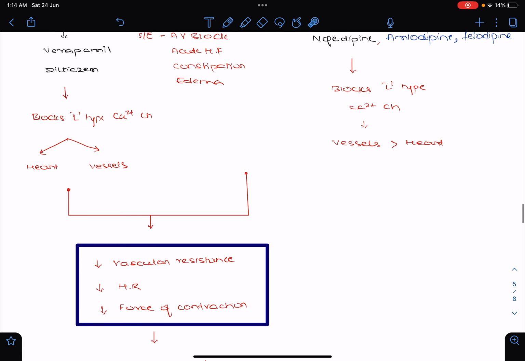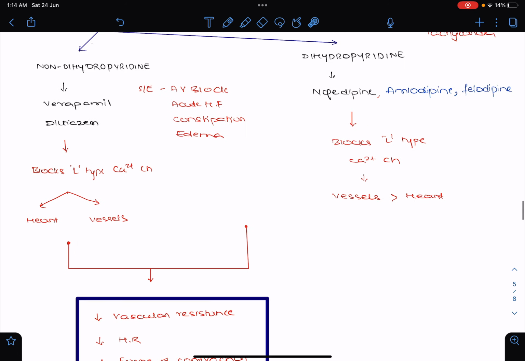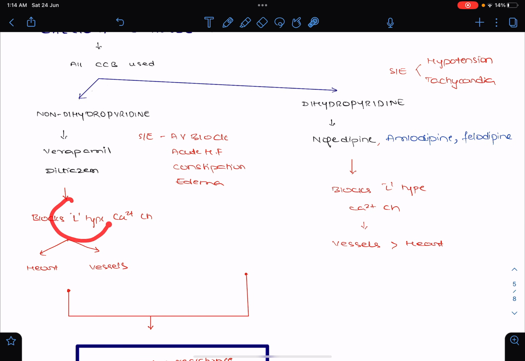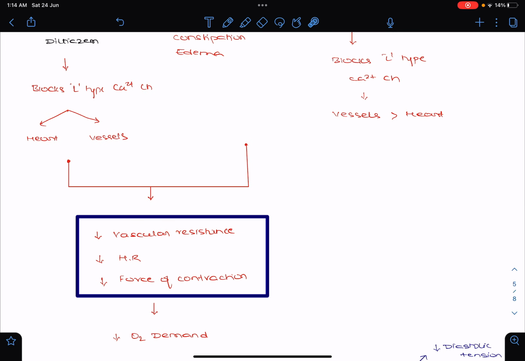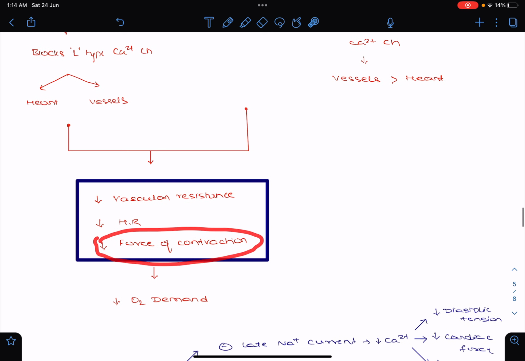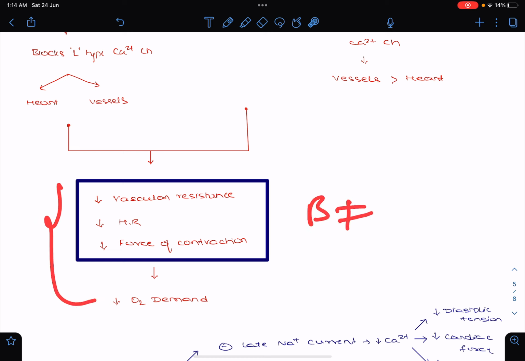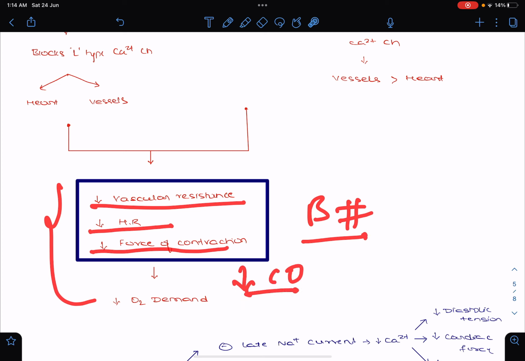So what will be the mechanism of the calcium channel blockers, when they block the L type of calcium channel in the heart as well as the blood vessels? So on the blood vessels, it is going to decrease the vascular resistance. On the heart, it will decrease the heart rate as well as the force of contraction. In turn, it is going to reduce the oxygen demand. So this function is almost similar to that of the beta blockers. So all these beta blockers and calcium channel blockers are going to decrease the vascular resistance, decrease the heart rate, decrease the force of contraction, decrease the cardiac output, and thereby it decreases the oxygen demand by the myocardium.